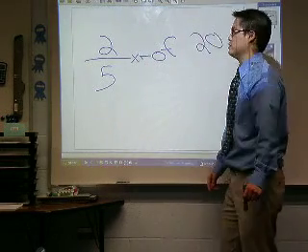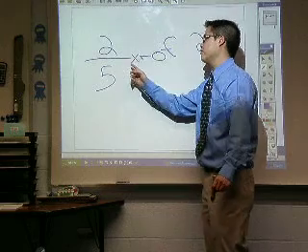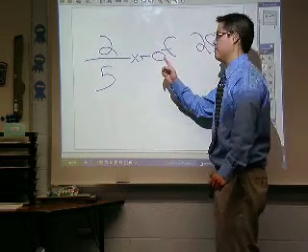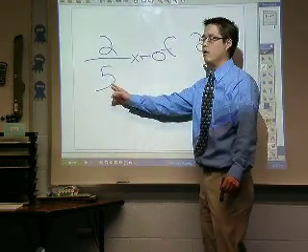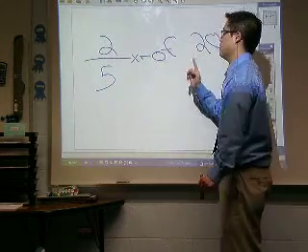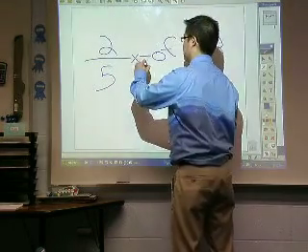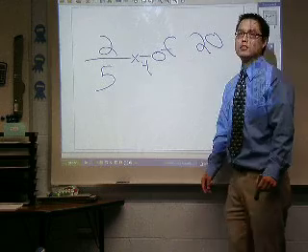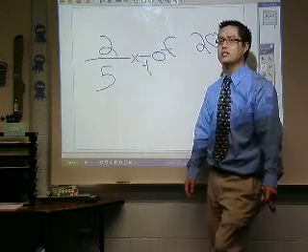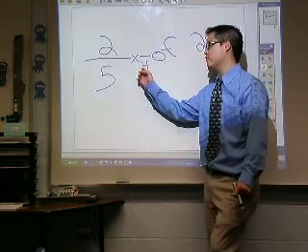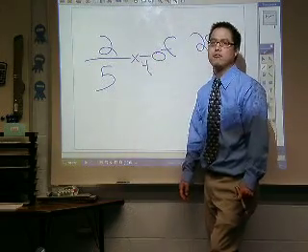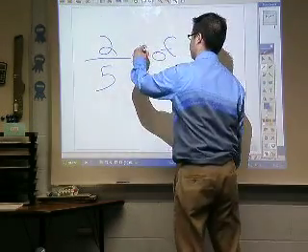And the way I'm going to do this is I'm going to ask myself, 5 times what equals 20? I'm only going to focus on my denominator right now. 5 times what equals 20? Well, I know that that's 4. Alright, and if you think back to equivalent fractions or simplifying fractions, if you have a denominator that's a 4, your numerator also has to be a 4. They have to be the same thing.